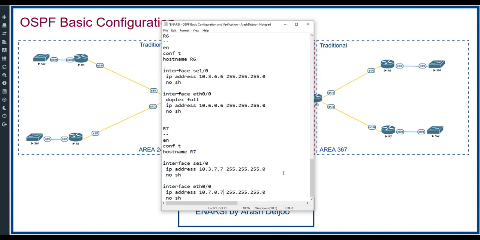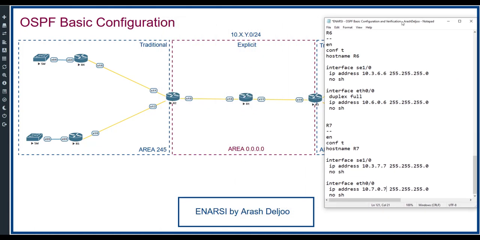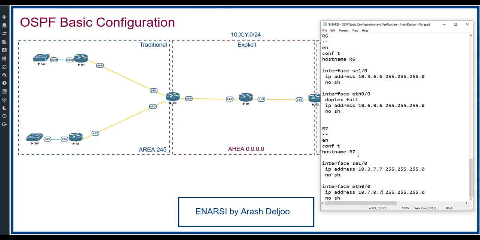About the Ethernet 0/0, the IP address is 10.7.0.7, with the subnet mask 255.255.255.0. That's it. This is the configuration of the IP addressing. Now we should configure the OSPF.